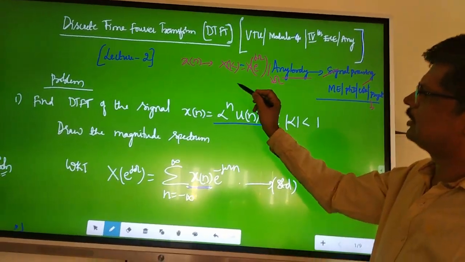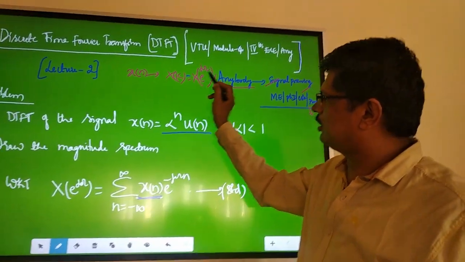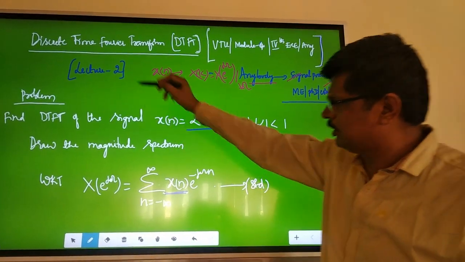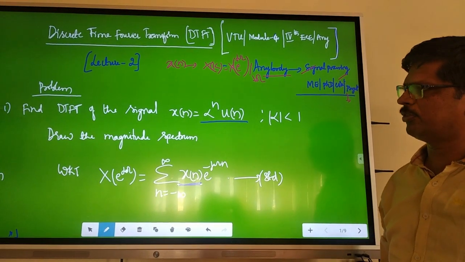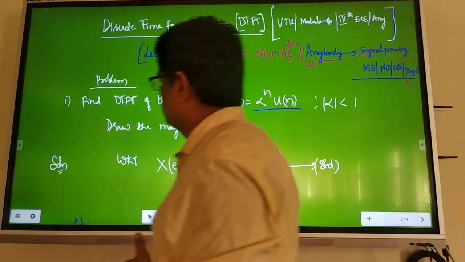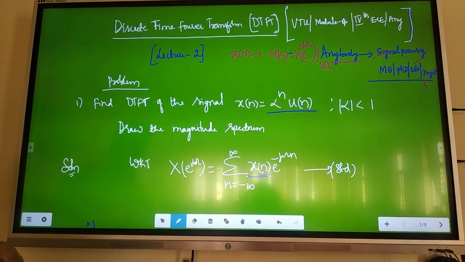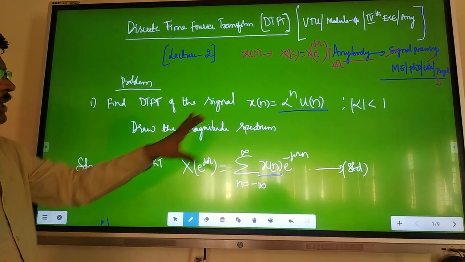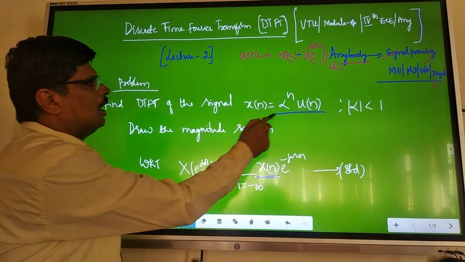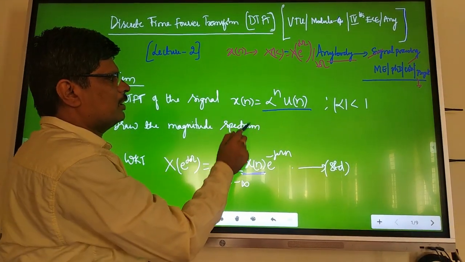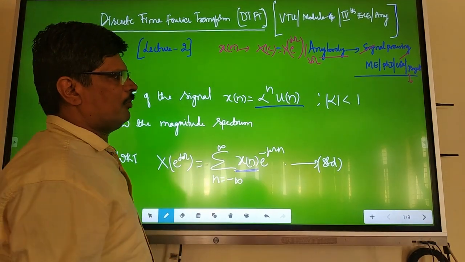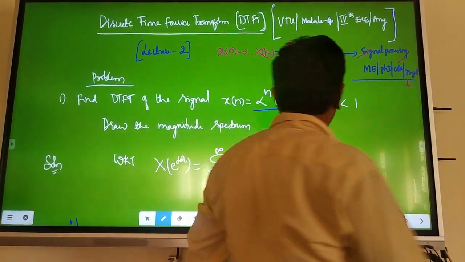Now let me do this. How to convert the signal x of n from time domain to frequency domain? We'll see through this problem, a simple problem. Find the DTFT of the signal x of n, your input. x of n is equal to the discrete time signal alpha to the power n into u of n, where mod alpha is less than 1.